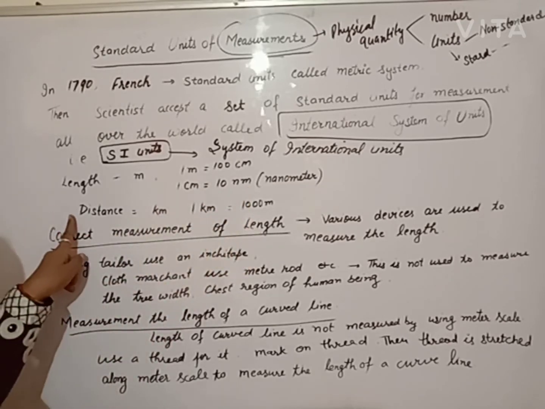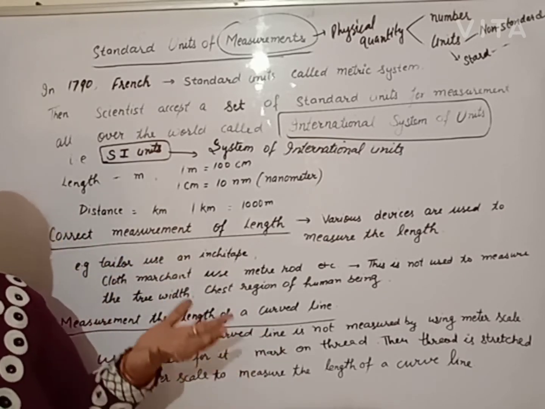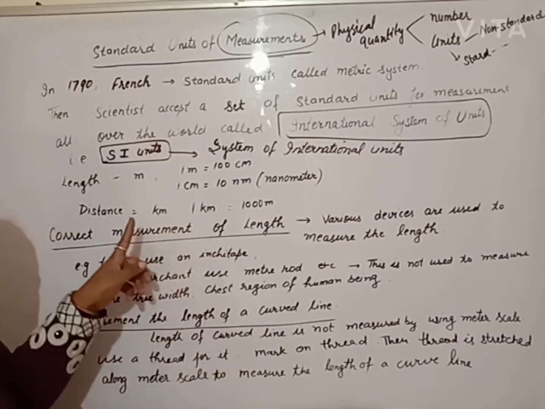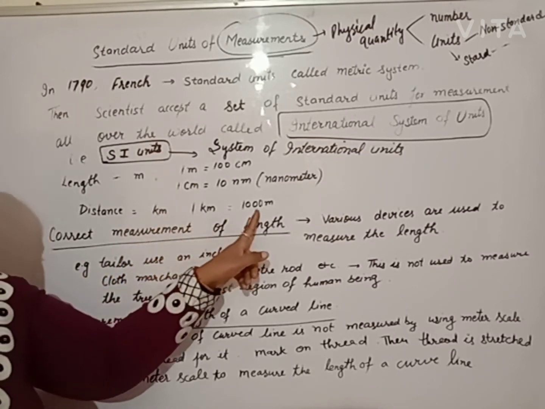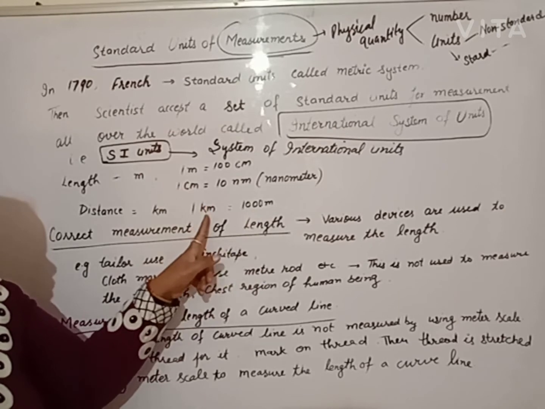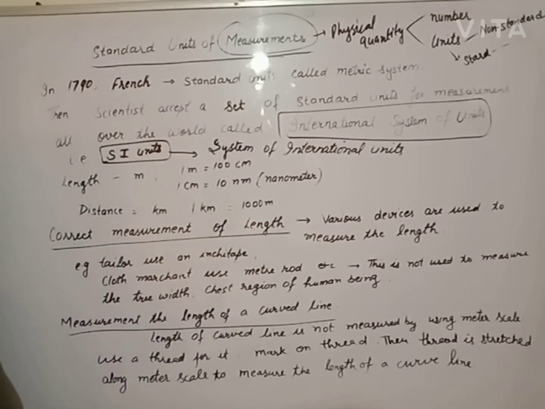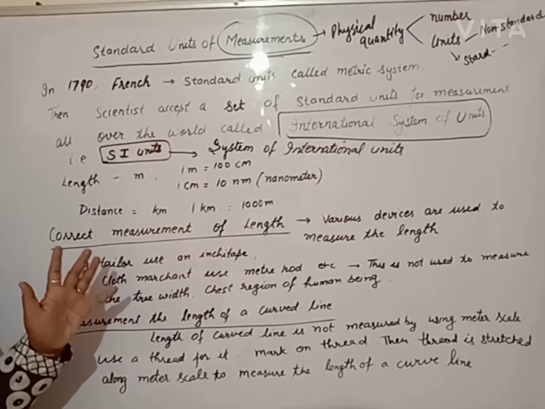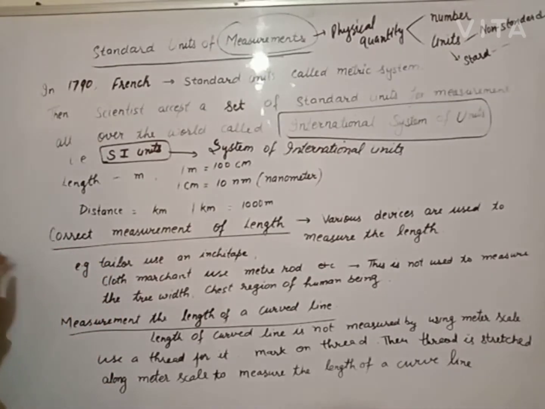Clear? Now distance. What is length? The unit is meter, okay. But what is the unit of distance? Distance is in kilometer. Beta, 1 kilometer is equal to 1000 meter. So all over the world, the unit of length is meter, either Egypt, India, America, Pakistan, London, each and every country. Clear?